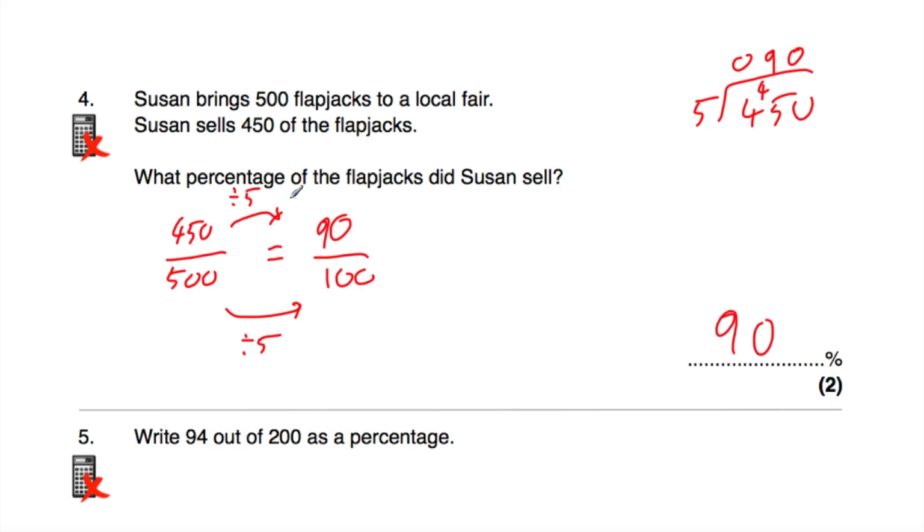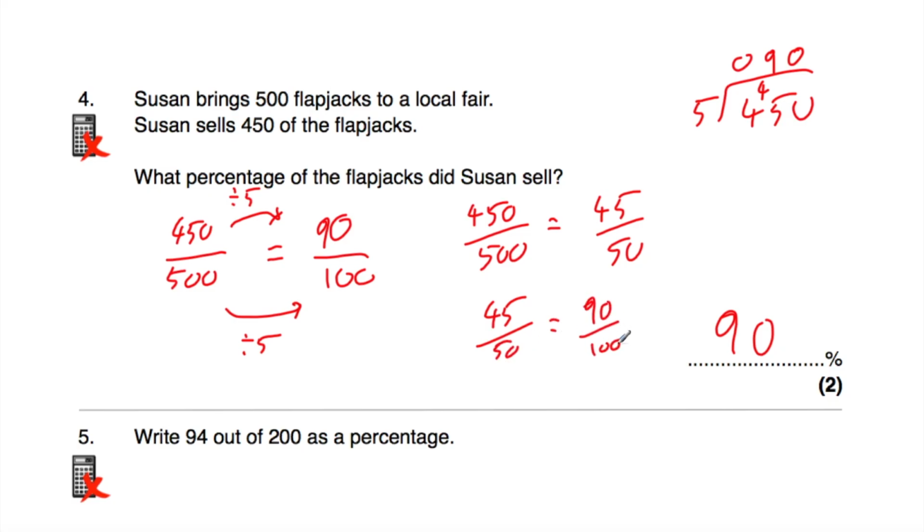So that's one approach. Another approach would be, if we had 450 out of 500, we can divide both of these by 10 to get 45 out of 50. And then when you know it's out of 50, you could double them both to get 90 out of 100, which is then 90%. So that's another approach that you could use.